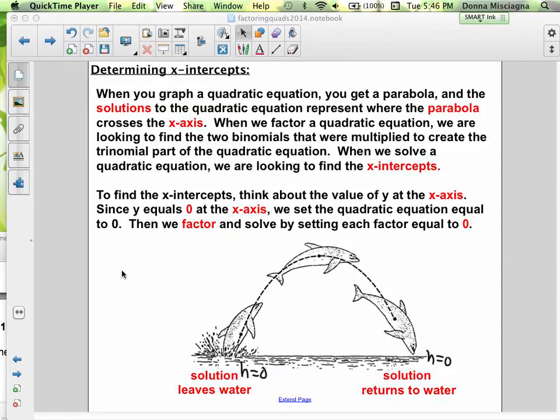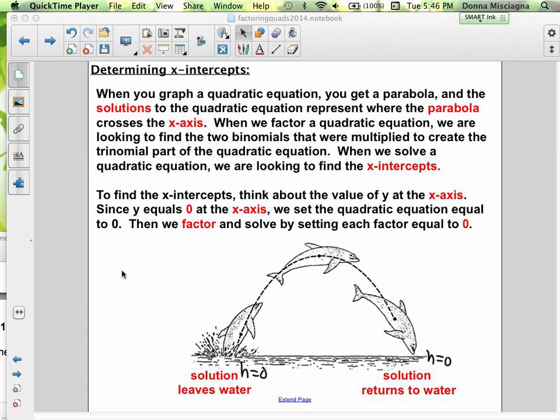Welcome to solving quadratic equations by factoring. All right, so determining x-intercepts. When you graph a quadratic equation, you get a parabola. And the solutions to the quadratic equation represent where the parabola crosses the x-axis.